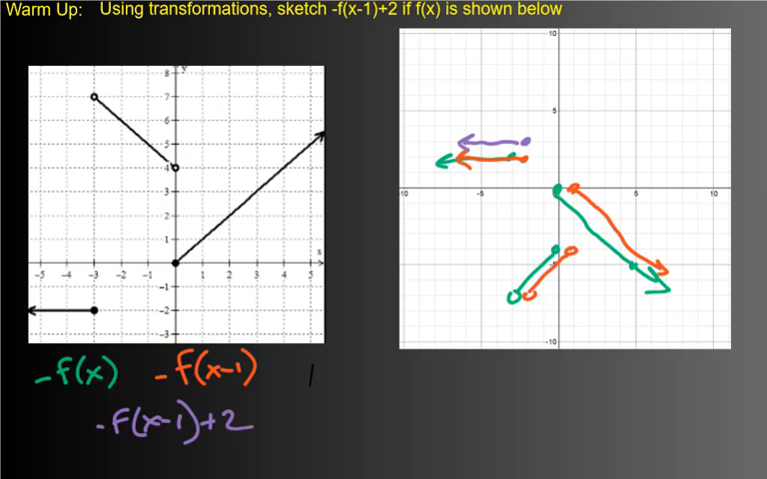Whoops, that's up 1. Let's do that again. So up 2 would be right there. And then this one up 2 would be here. This one up 2 would be here. So we get that piece. That up 2 would be there. And then this just has a slope of 1. So we could really just do that. And that purple one would then be the negative of f of x minus 1 plus 2.